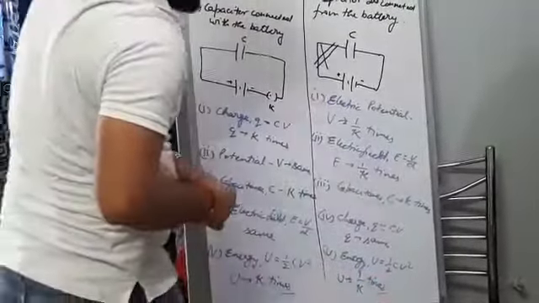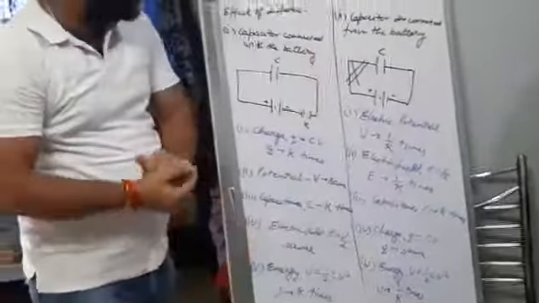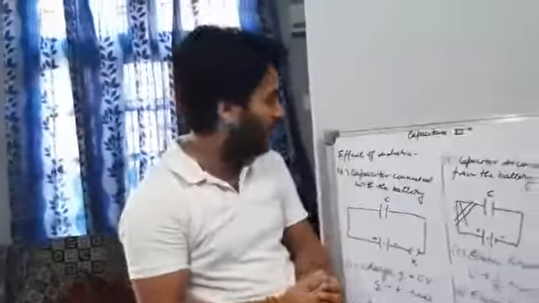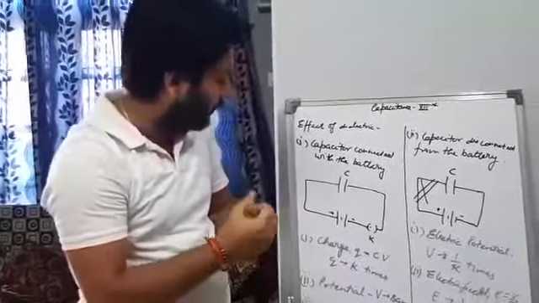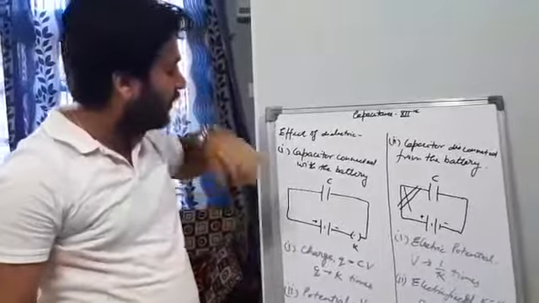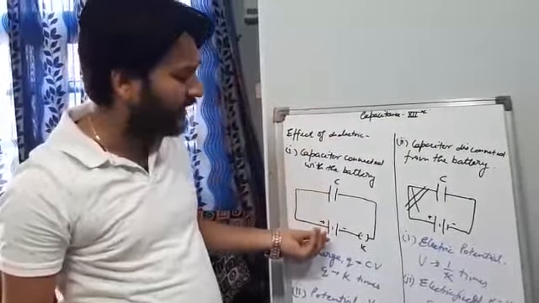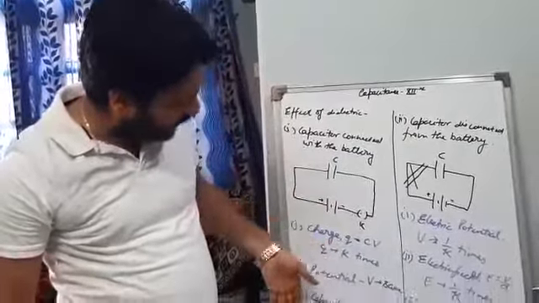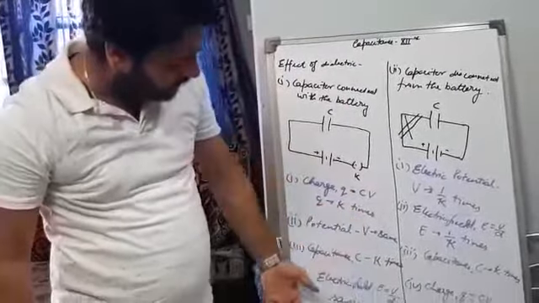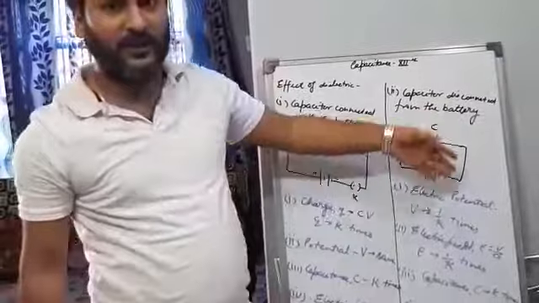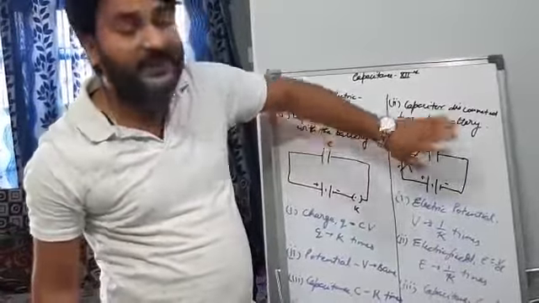So this type of question from this topic can be asked as a 1 mark question. What will happen if a dielectric is introduced between the plates of a capacitor when connected with the battery? What will the effect be on potential, on electric field, on energy? The same type of question can be asked for the case disconnected from the battery.